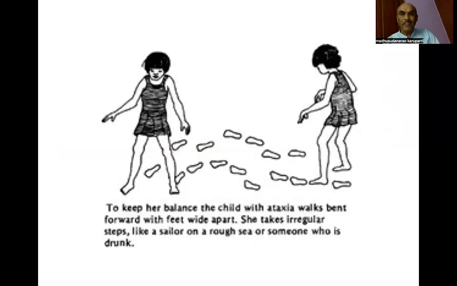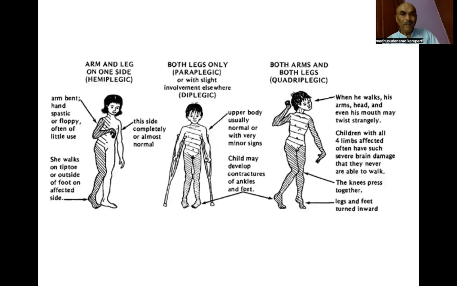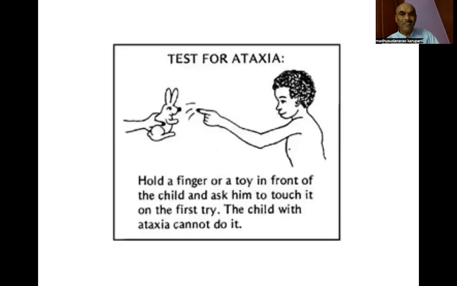This picture shows the ataxic type of cerebral palsy, where this child is very unstable and not able to maintain the balance of the posture. This picture shows the spastic type of cerebral palsy, the hemiplegic type, diplegic type, and quadriplegic type. The clinical features of which we are going to talk in detail. This picture shows the ataxic type of cerebral palsy, and we are testing with the finger nose test to demonstrate coordination.